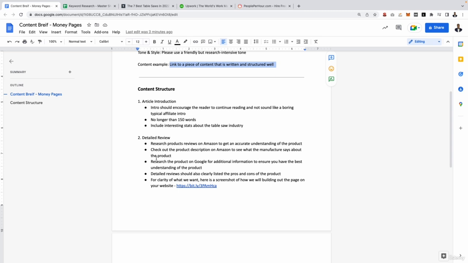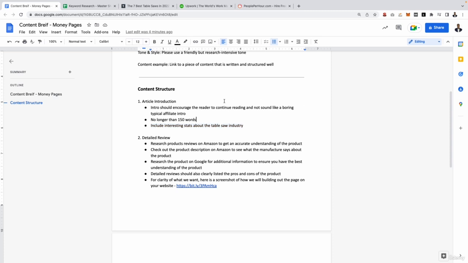So here, you're pretty much going to relay the information that we just covered in the last video, and that is just how the content should be structured from top to bottom. So it would start off with an article introduction. I've included some bullet points of what they should be doing in this part of the content, such as keep it less than 150 words. I've gone for include interesting statistics about the table saw industry, which, if you remember, is one of the intro strategies I like to use.